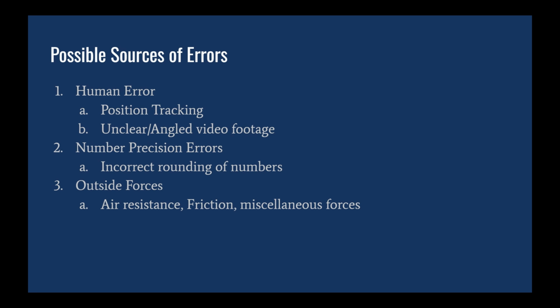And the third thing, which is probably the largest factor, is outside forces such as air resistance or friction and other miscellaneous forces. These could have caused the glider to slow down because it's being pushed back by different forces in the surroundings, and this could have caused the deviation from the computational model.